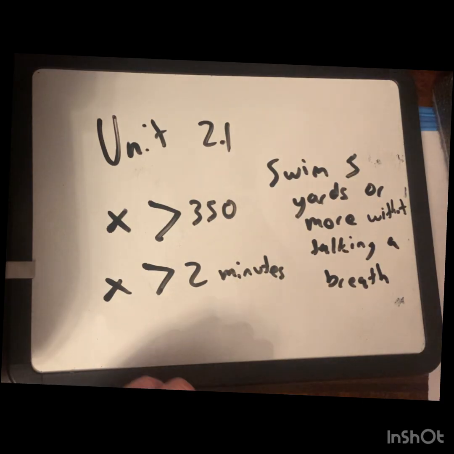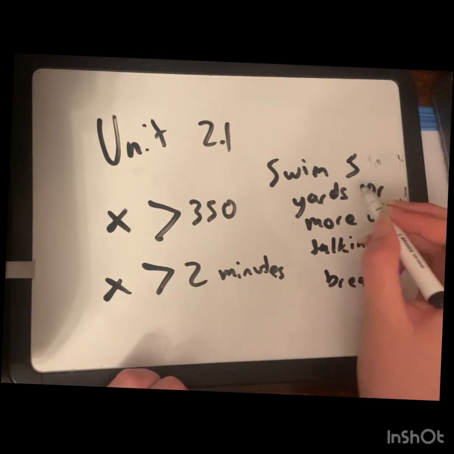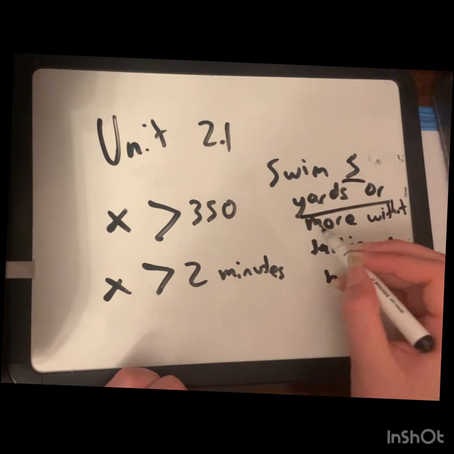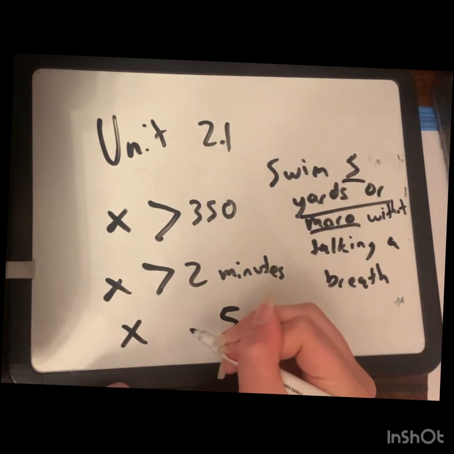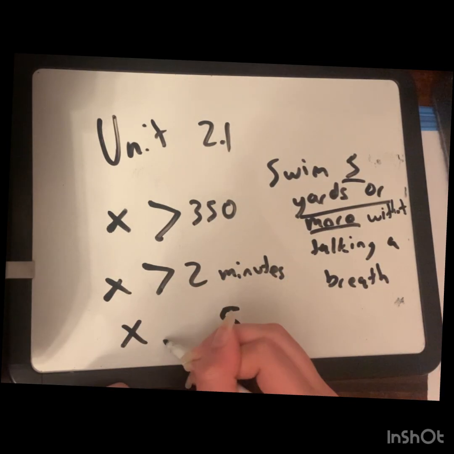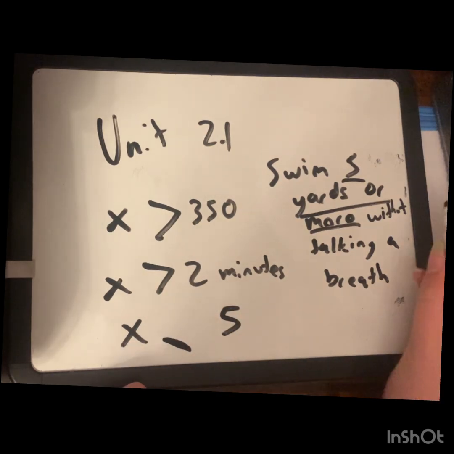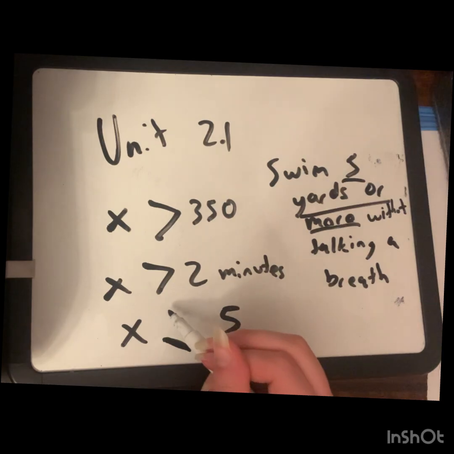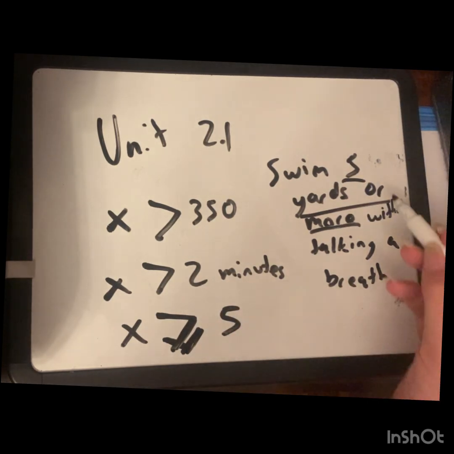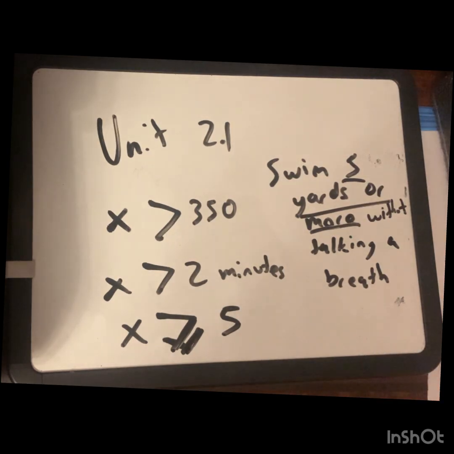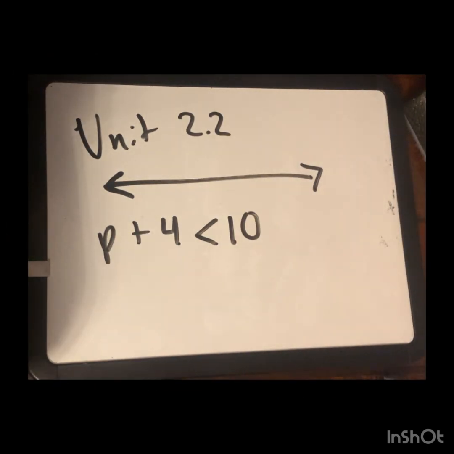So this is where it gets complicated. If you have to swim 5 yards or more, you're gonna put 5 and you're gonna put x. Now we know that whatever it is, it has a line under it. So without taking a breath, which means this can go more because it says 5 or more. When it says 5 or more, it means that this is not the least, which means this goes up as well.